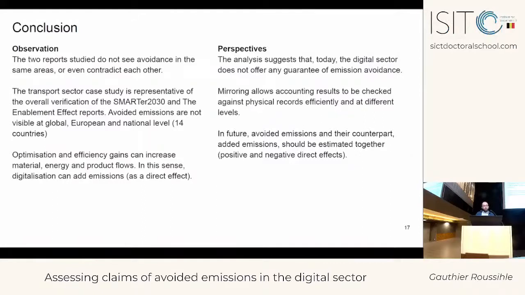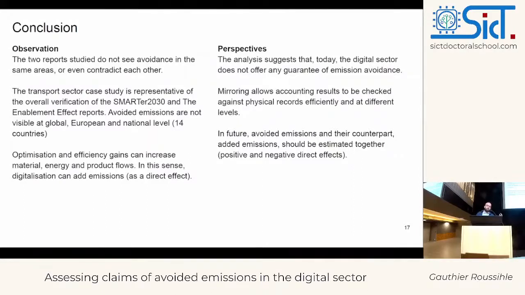So from my point of view and from the research I've been doing so far, there is absolutely no guarantee of emission avoidance on the global scale, thanks to the digital sector. But what is interesting here is that this kind of mirroring technique allows you to check what is accounted against physical records.